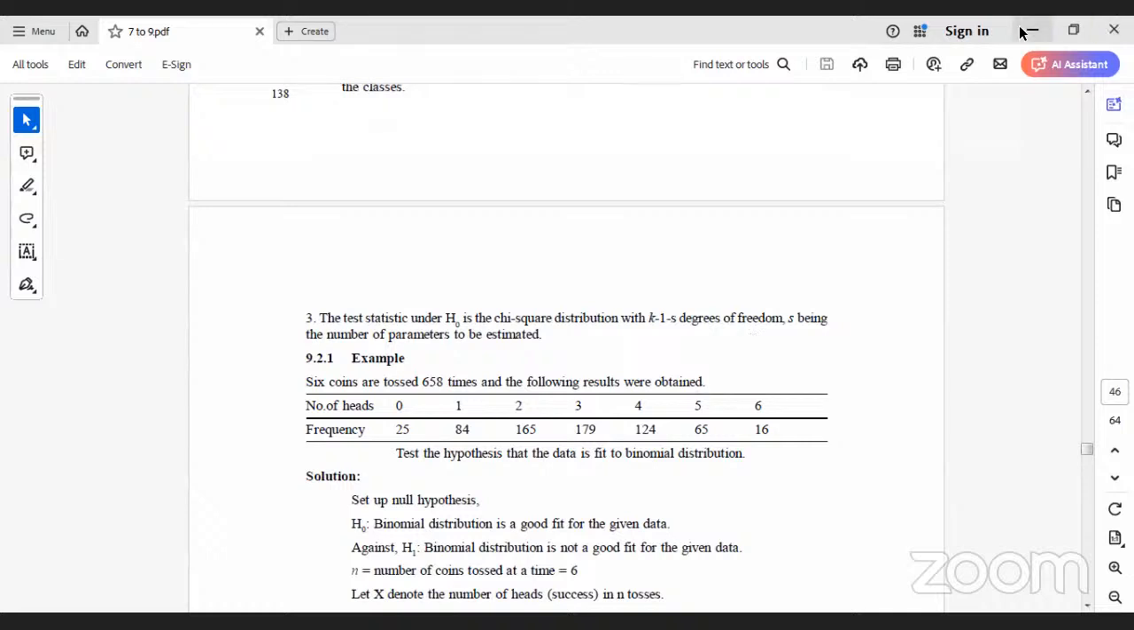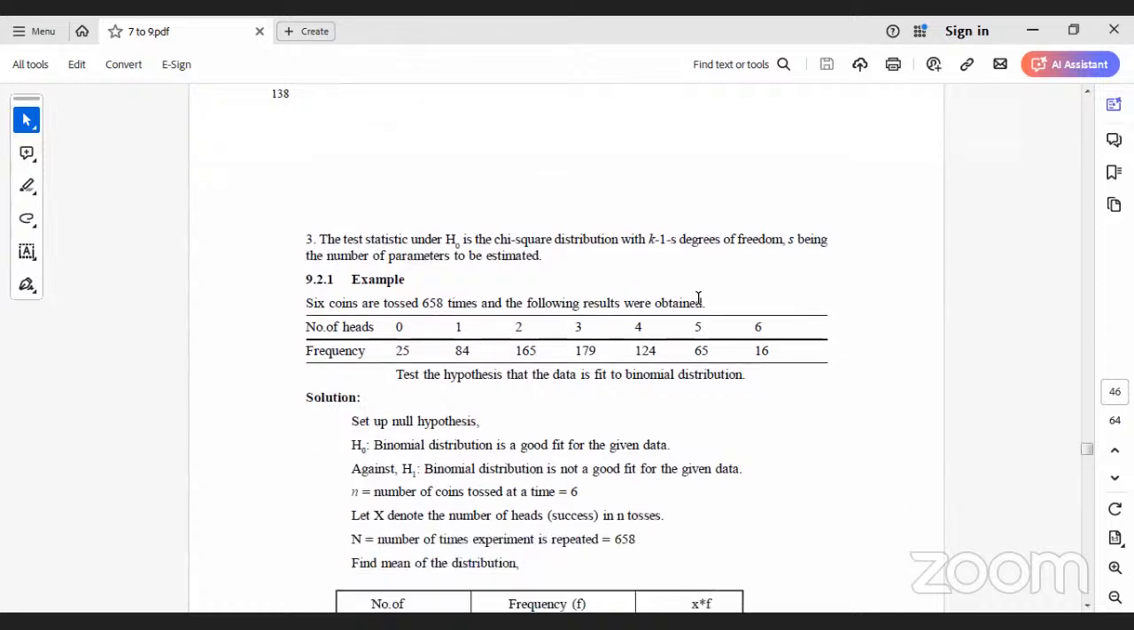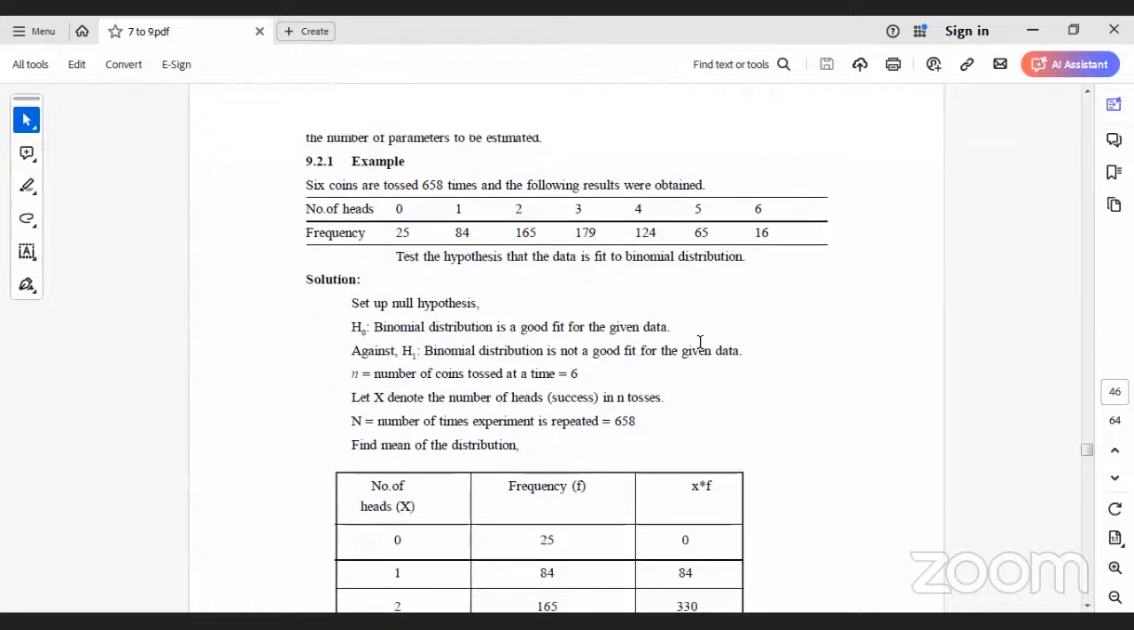Example: six coins are tossed 658 times, and the following results are obtained for 0, 1, 2, 3, 4, 5, 6 heads: 25, 84, 165, 179, 124, 65, 16. Test the hypothesis that the data fit a binomial distribution. Set up the null hypothesis H0: binomial distribution is a good fit for the given data, against H1: binomial distribution is not a good fit for the given data.